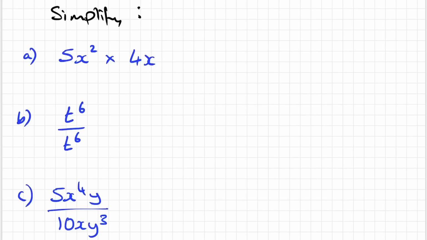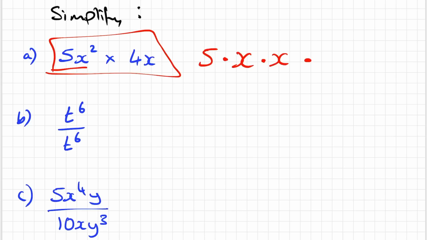Here we go. Let me give you this question then. Simplify the following, okay? So let's start with part A. If I write this in expanded form, so 5 times x times 4 times x. So let's find the algebraic product.